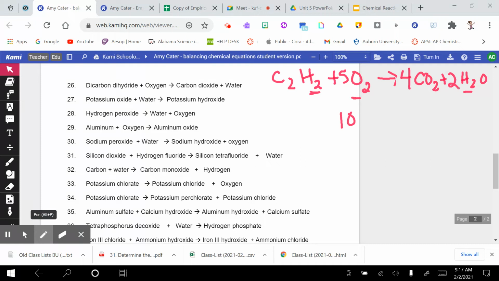Yeah, that works for the oxygens. Now I have 10 oxygens. But what did I do? Now the carbon. Well, I messed up everything else, right? So what do I do now? You put a 2 in front of it. I just put a 2 right here.